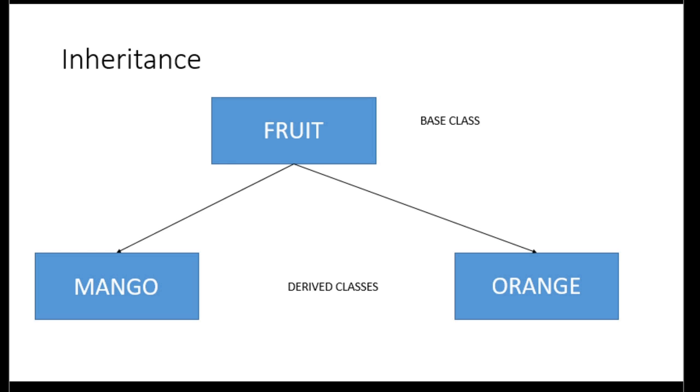We can relate the concept of inheritance to this example, where mango and orange are separate entities or objects which are acquiring the properties of fruit. So we can treat fruit as the base class and mango and orange as the derived classes. Let's move on to the next slide.